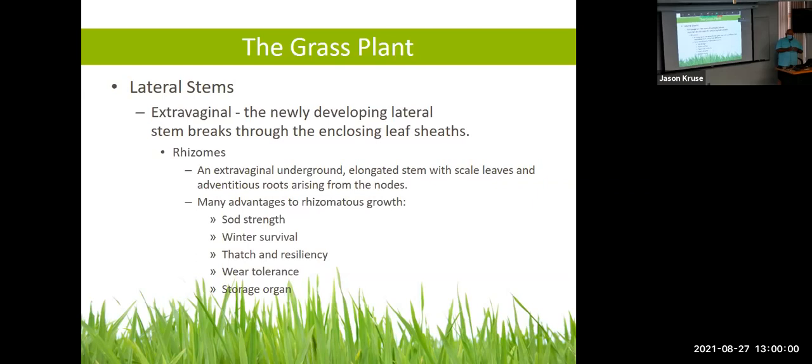Die. Yeah, it dies. So if the crown of a bunch type grass gets damaged through foot traffic or something like that, then it will die. And because it's a bunch type, we wouldn't have any means of it growing back in and recovering like we do with something like Kentucky bluegrass with the rhizomes.